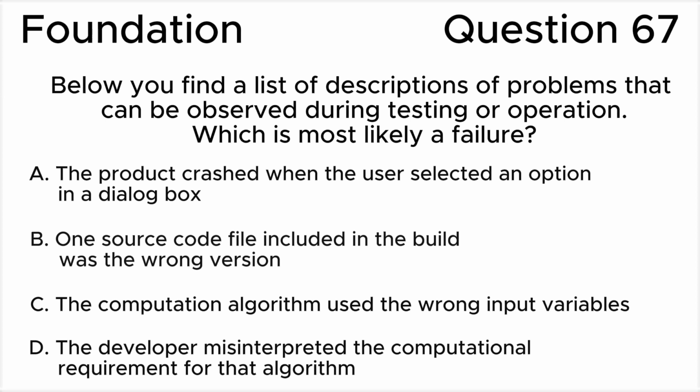A. The product crashed, then the user selected an option in a dialog box. B. One source code file included in the build was the wrong version. C. The computation algorithm used the wrong input variables. D. The developer misinterpreted the computational requirement for the algorithm.